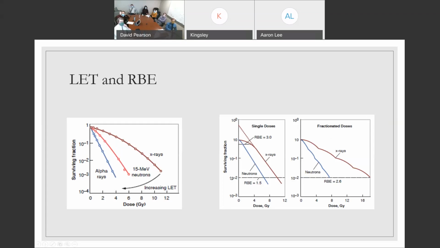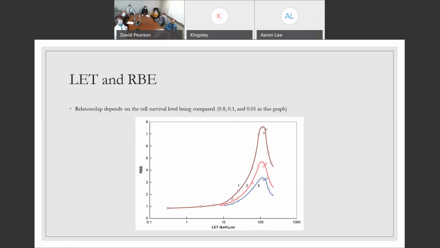So for the same surviving fraction, neutrons versus X-rays becomes a very different discussion when you start introducing fractionation. So again, this distance between the two is the RBE, and it's just key to keep in mind if you start introducing fractionation or the level at which you're comparing here, like the level of cell kill, these distances are going to change. I have another image for that on the next line.